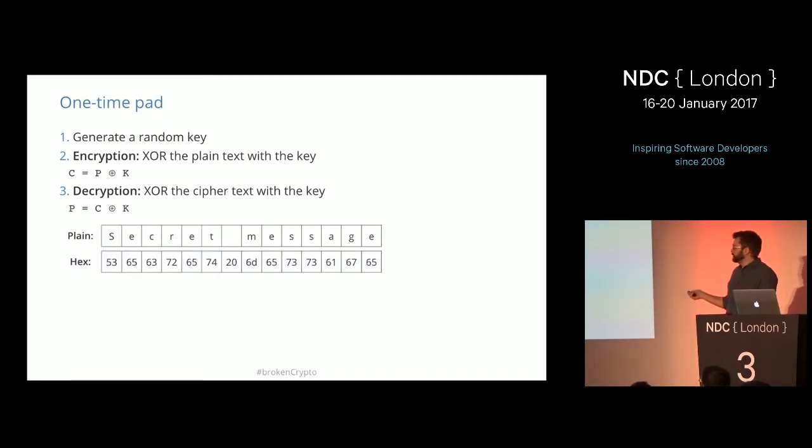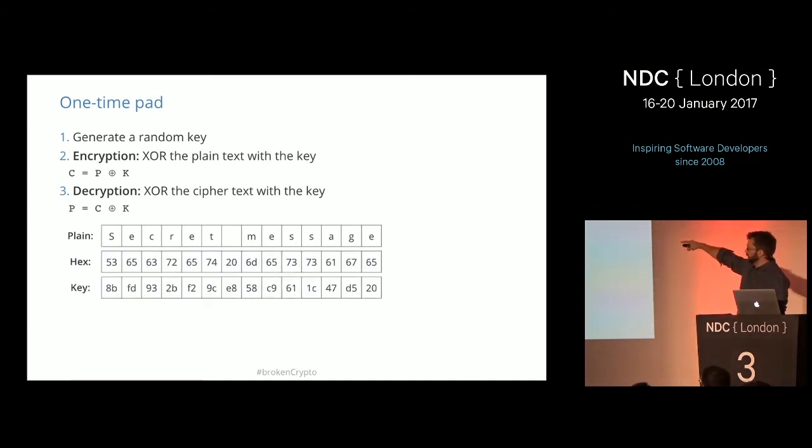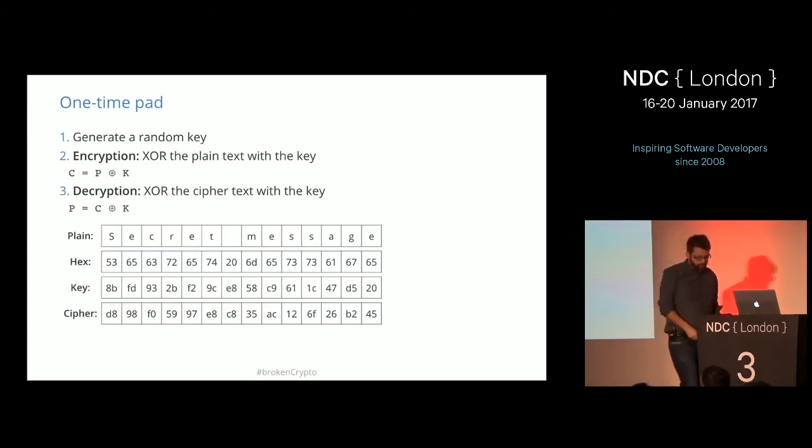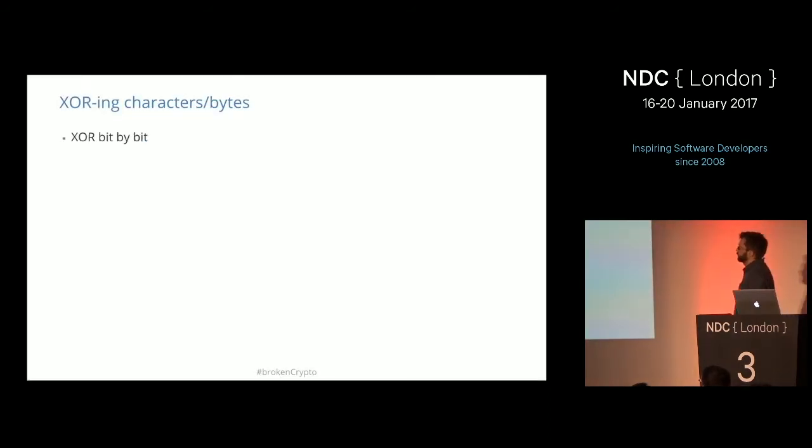We generate a key, and we take the hex values of the letters, and we XOR them, and this is the ciphertext that we get. That looks nice. Okay. Is there any problem with this? Well, first let's look at how XOR works, by the way.